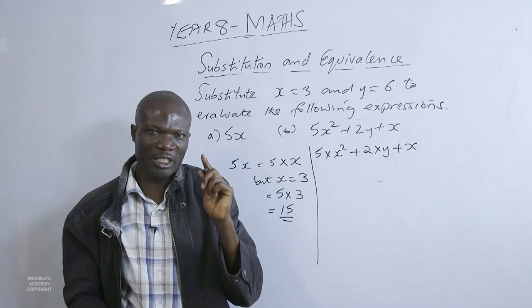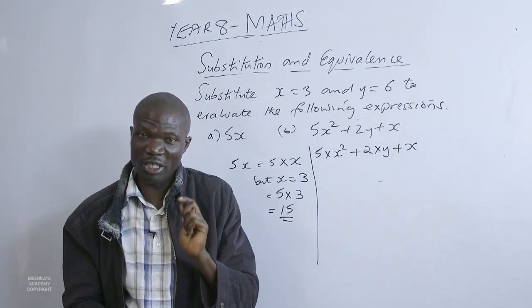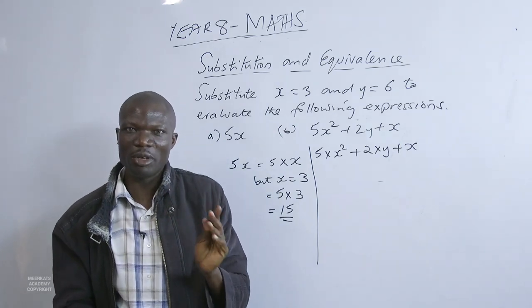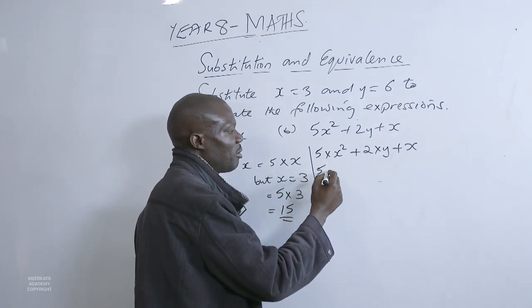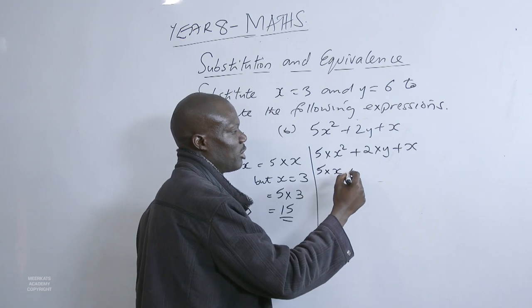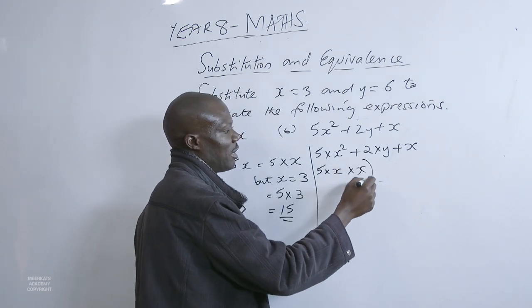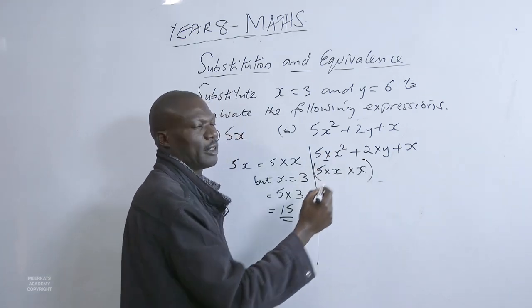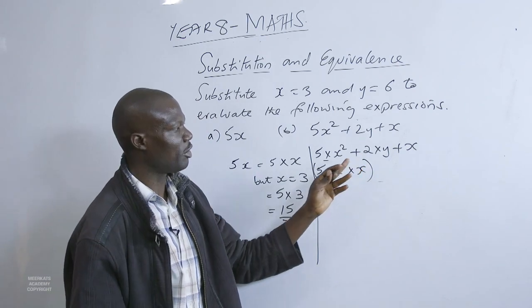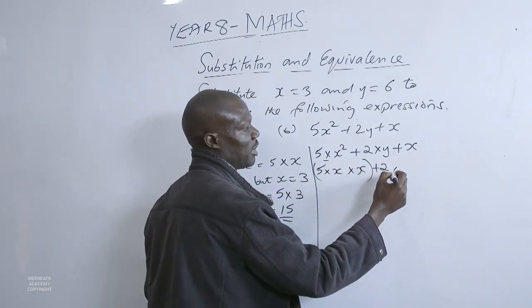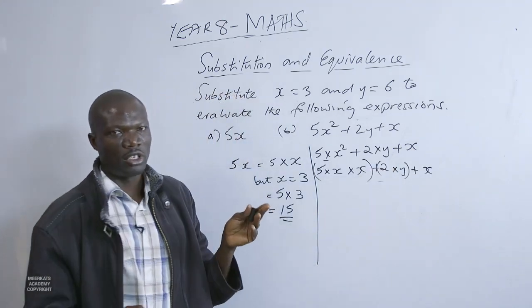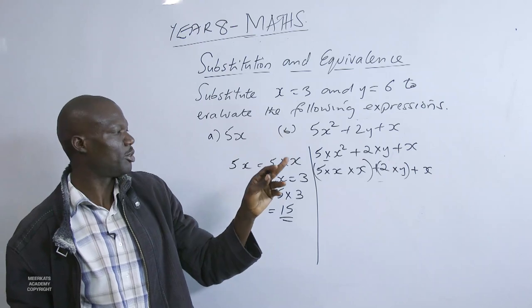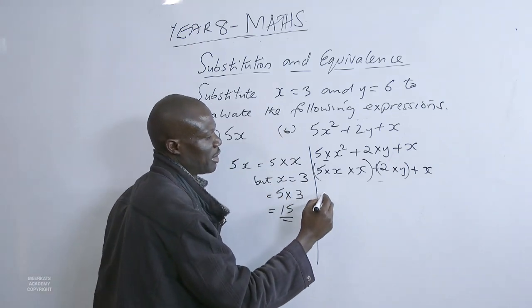But in algebra, when we have x squared, it means something. X squared means x times x. So this one will be 5 multiplied by x times x. That covers this particular part. And then for this other part, it is plus 2 times y plus x. Take the values of x and substitute.